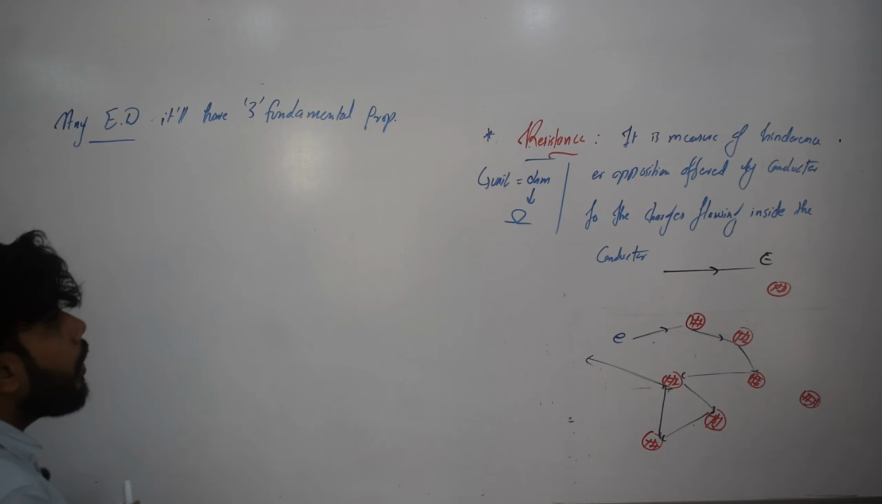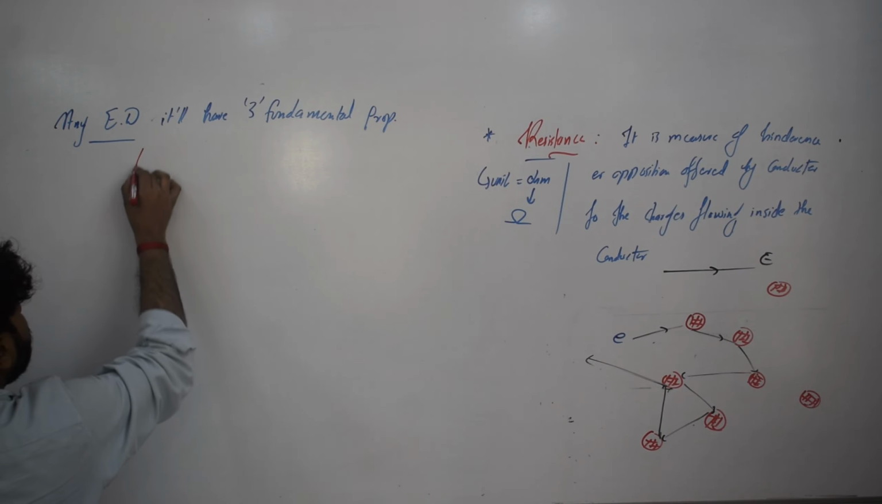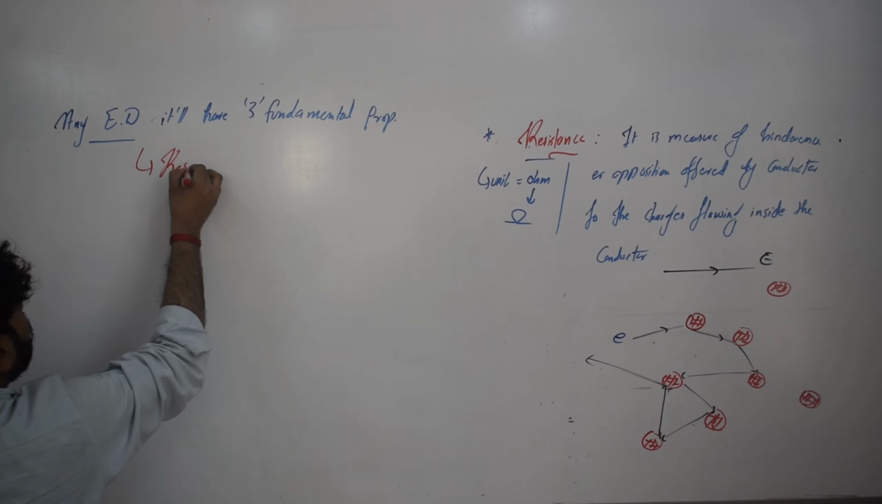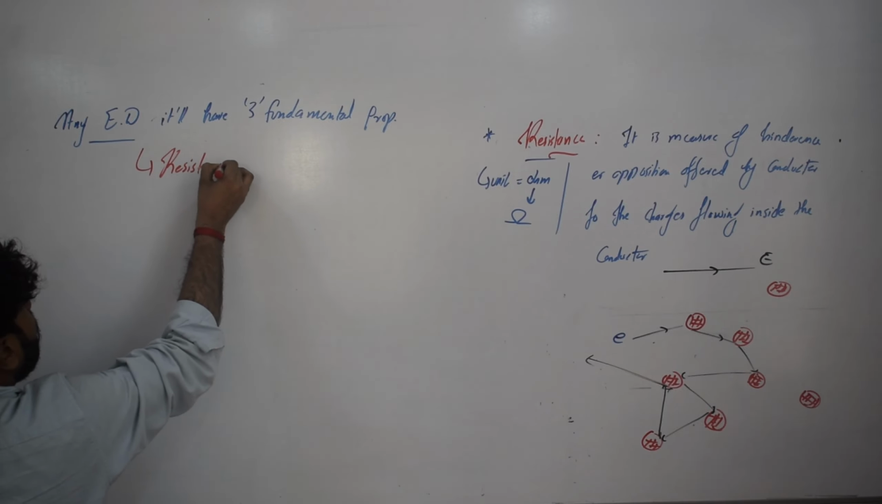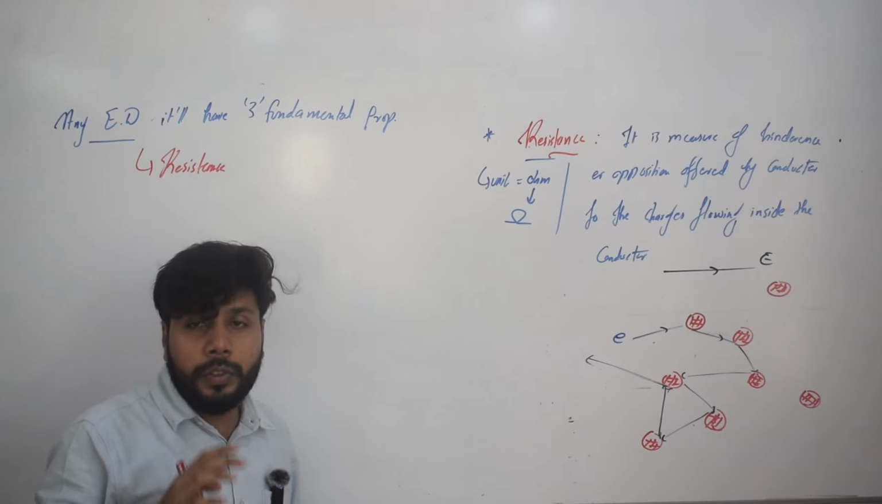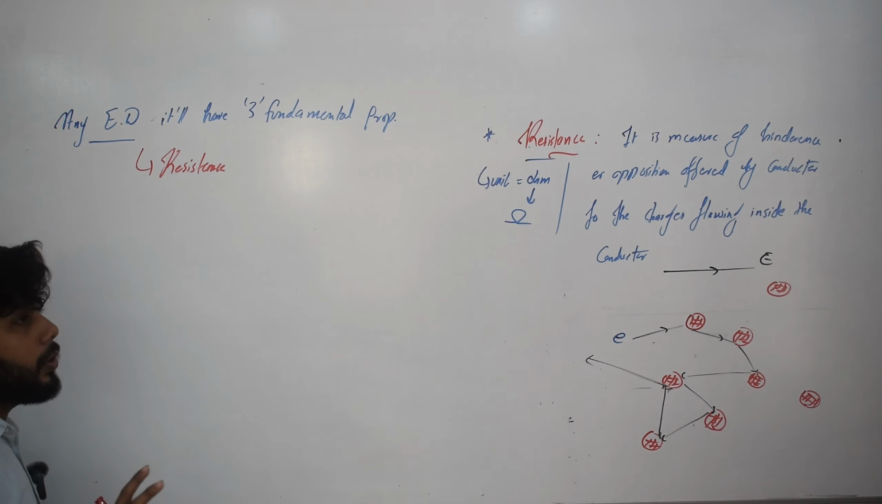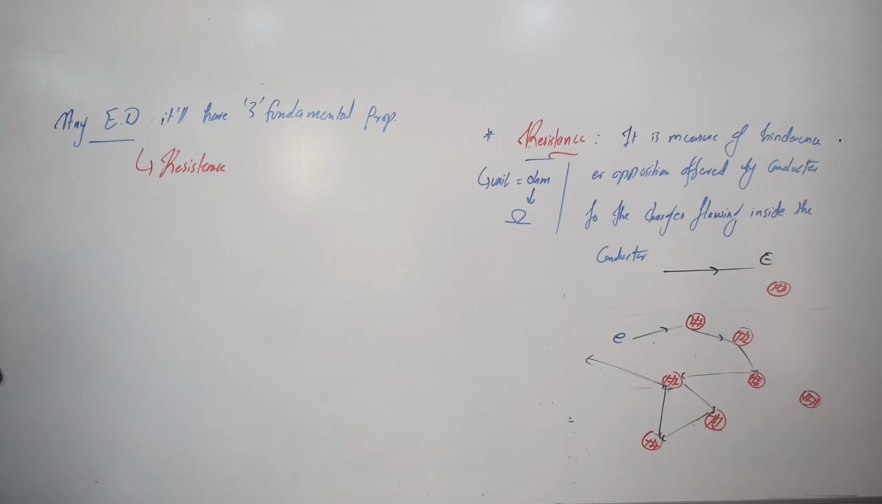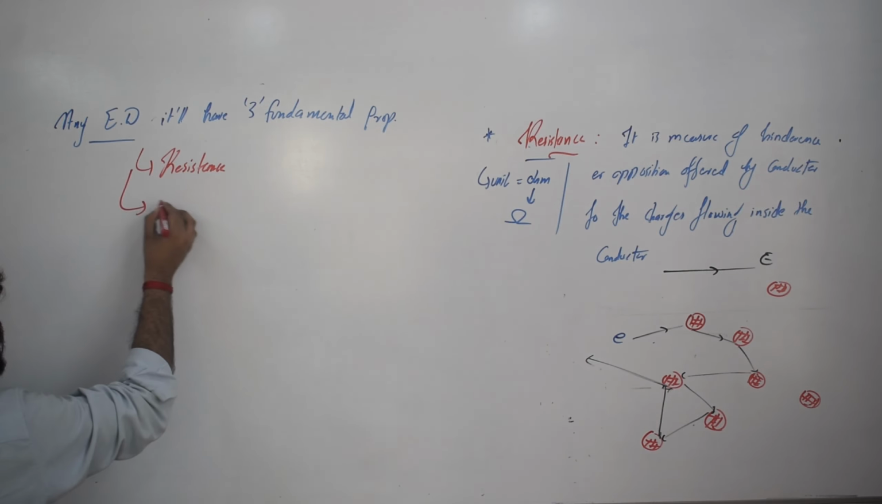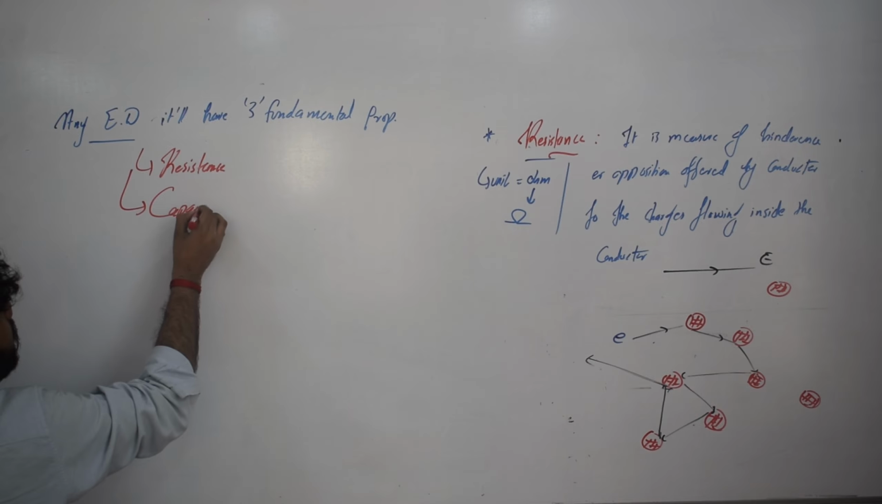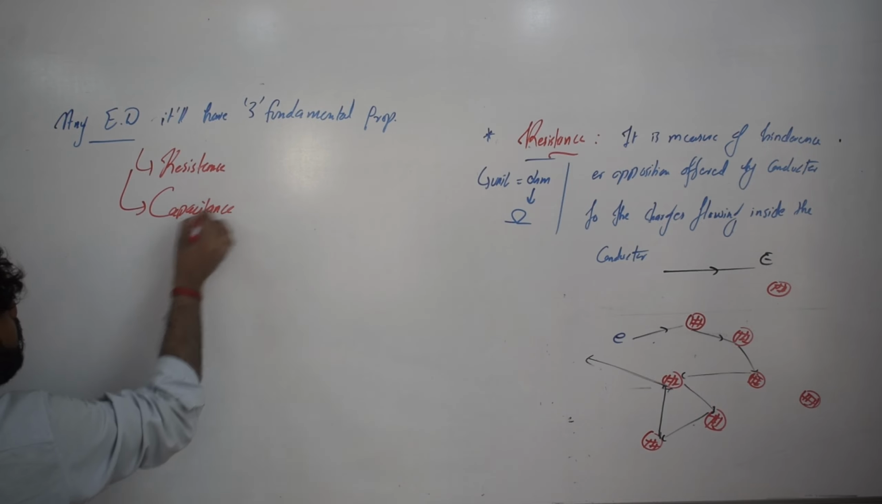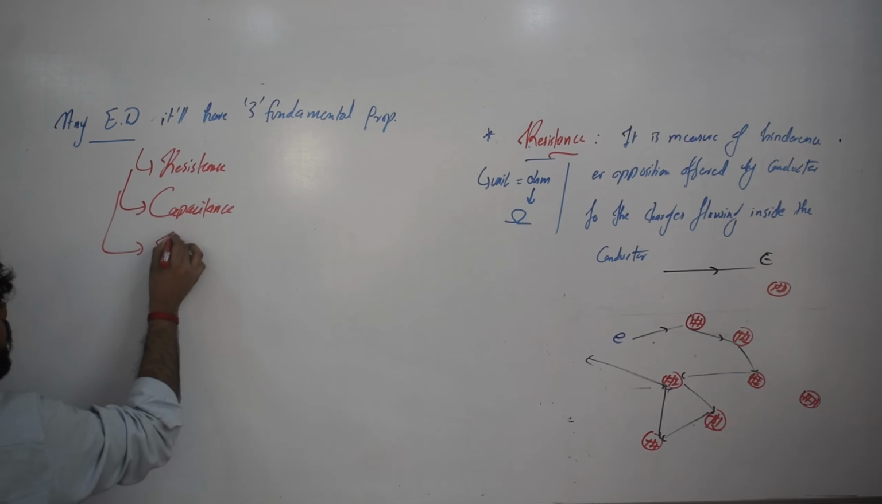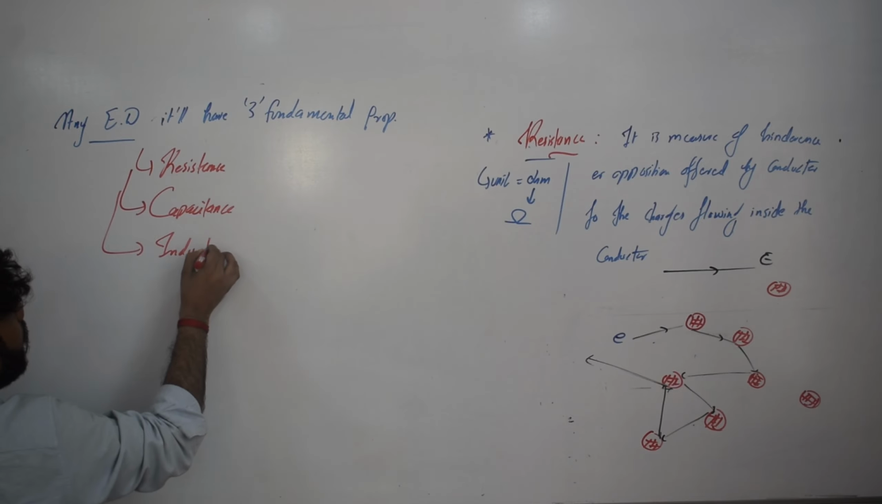In which one of the main ones is resistance. Any electrical device you can have, it is a must that it will always have some resistance. It can have more or it can have less resistance, but it will have some resistance. Similarly, it will have capacitance. Any electrical device will have some capacitance.